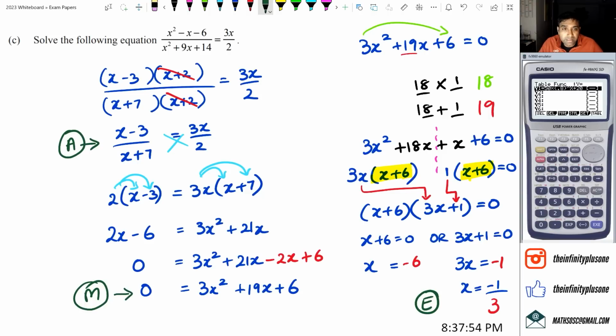So I guess the key thing is: factorize, get rid of the common factor, cross multiply, rearrange to a quadratic, solve the quadratic, and you are pretty much good to go there.